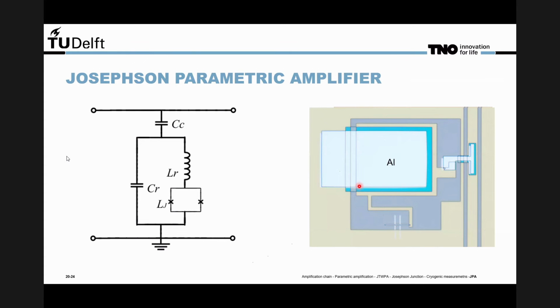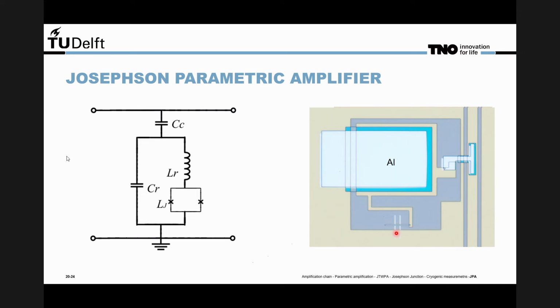And lastly, we evaporated aluminum. This was used for the top electrodes of the capacitors, so a large one here for the resonator capacitor and here for the coupling capacitor. This aluminum evaporation was also used for the Josephson junctions, which created the SQUID here. So now we see two junctions.